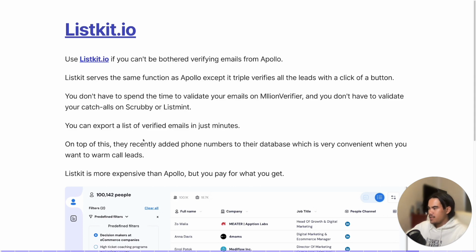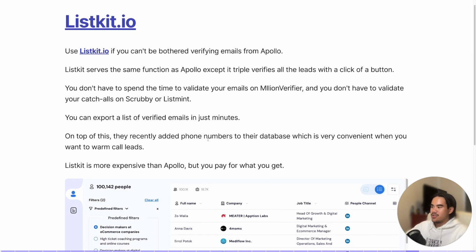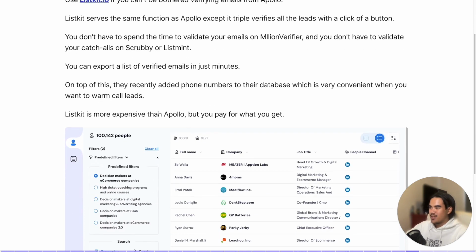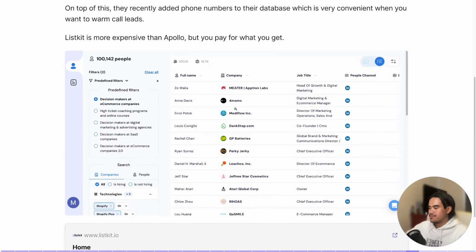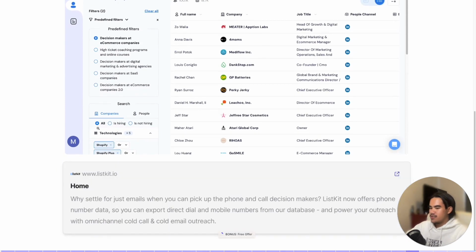So yeah, on top of this, they recently added phone numbers to their database, which is very convenient when you want to warm call these leads. Listkit is more expensive than Apollo, however, but you pay for what you get, right? So this is how it kind of looks like on Listkit. And here's their website.